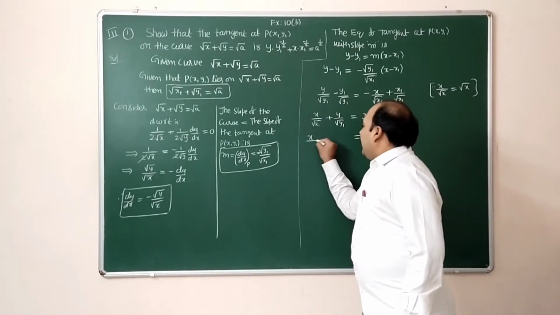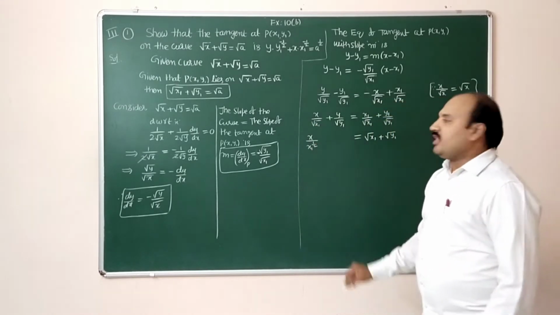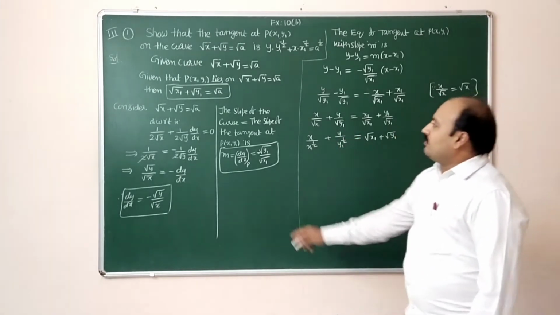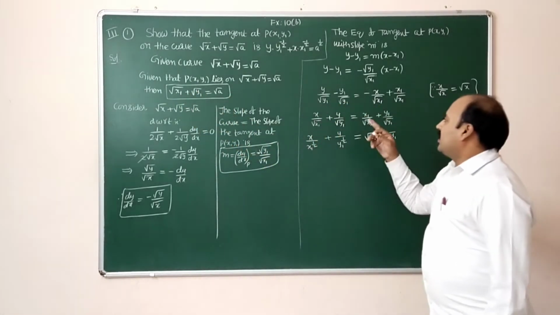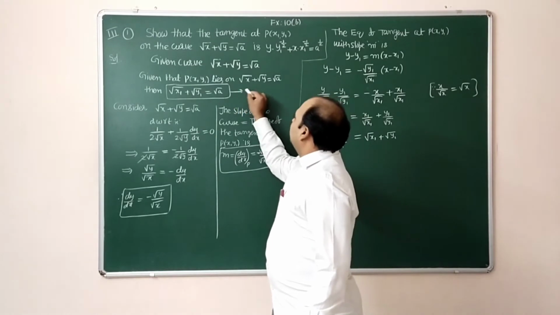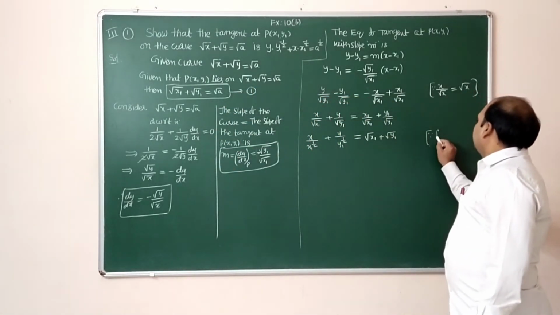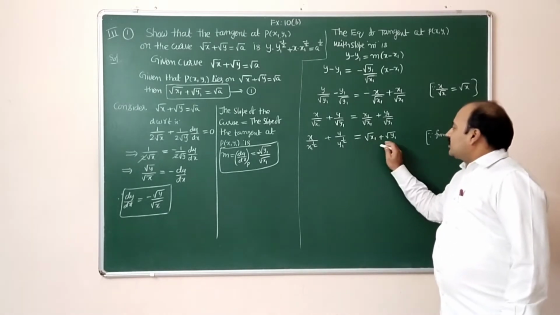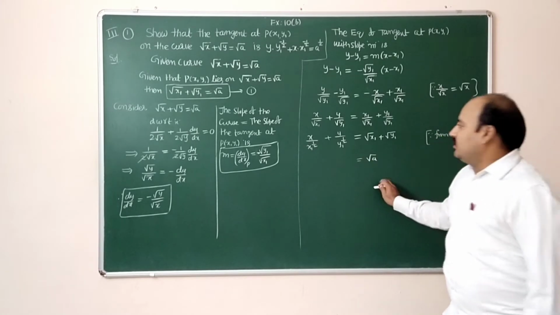X divided by root x1 means x1 power 1 by 2, plus y divided by y1 power 1 by 2. From this box value, root x1 plus root y1 equals root a. So from that box, you can keep that as equation 1. Since from equation 1, in place of root x1 plus root y1, we have to write root a by using equation 1.